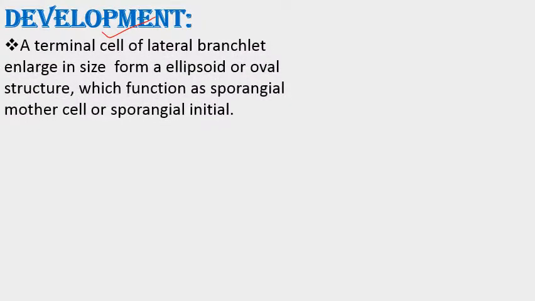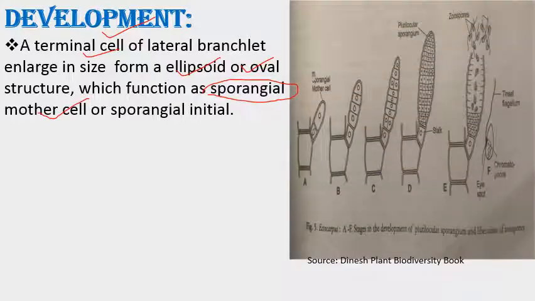Next is development. So that is similar: any terminal cell of a lateral branchlet enlarges to form an ellipsoid or oval structure, which will function as a sporangial initial or sporangial mother cell. In this picture we can see that any lateral cell of this branch will behave as a sporangial mother cell, and we also call this the sporangial initial.